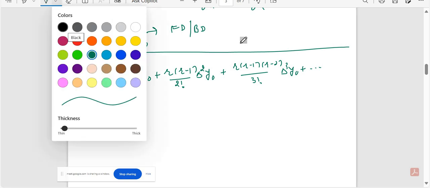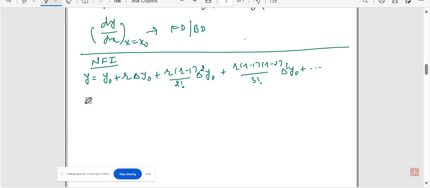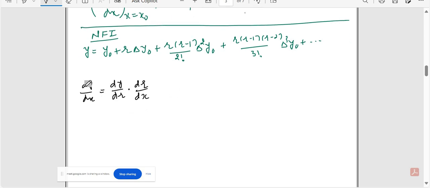Okay. Now we go for our derivative. So what do you mean by derivative? So dy by dx. Can we write this dy by dx as dy by dr into dr by dx? Chain rule. So this is the simple idea of this method.